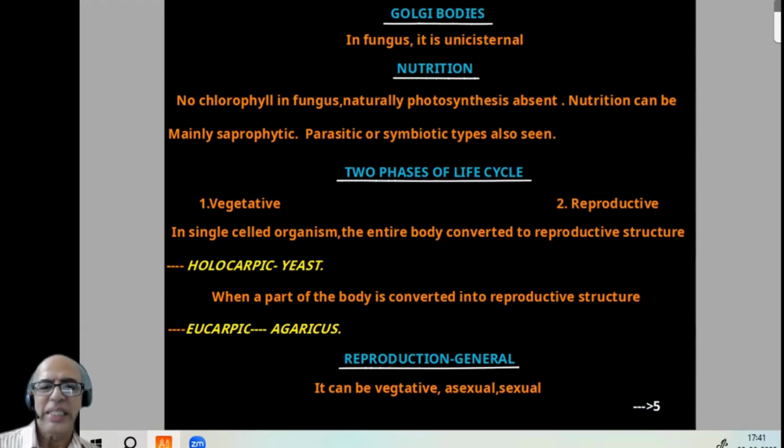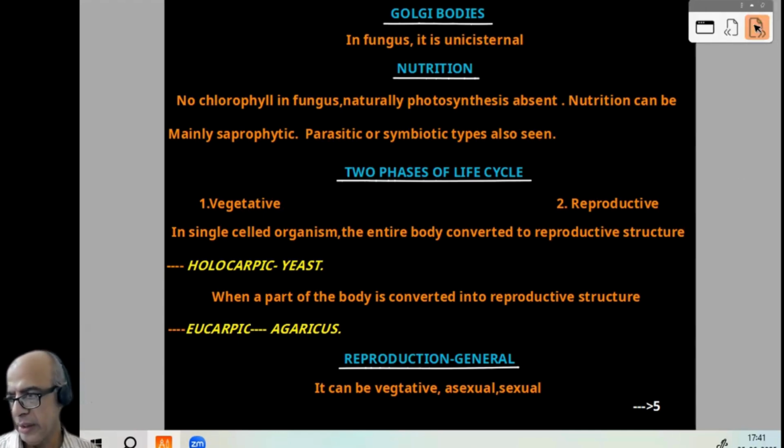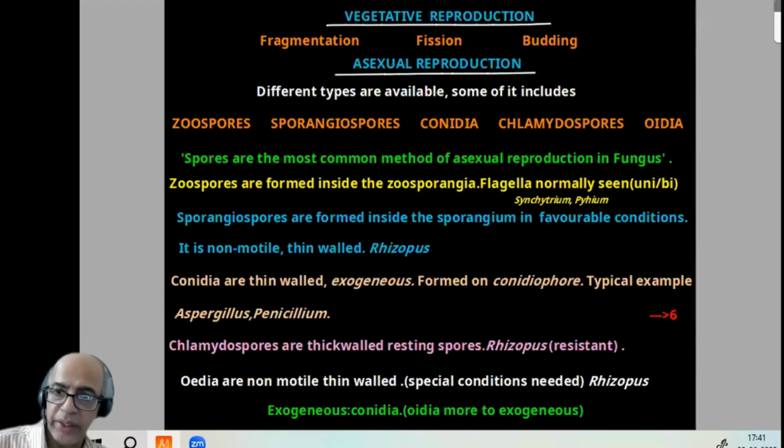Now comes reproduction. Generally, we can say there are three types: vegetative, asexual, and sexual. Vegetative reproduction consists of three main types: fragmentation, fission, and budding. Asexual reproduction is also seen, and different types of spores are available, including zoospores, sporangiospores, conidia, chlamydospores, and oidia. Spores are the most common method of asexual reproduction in fungi.